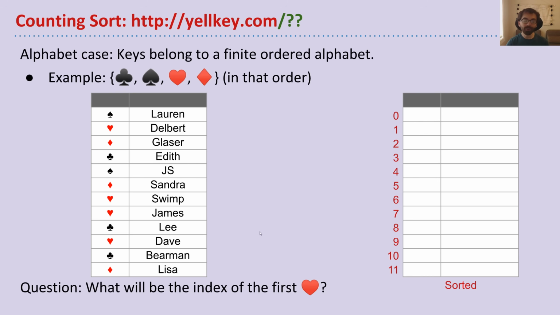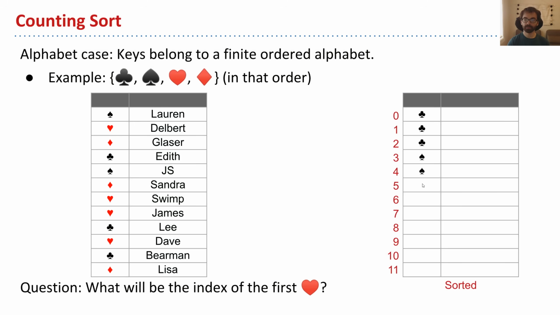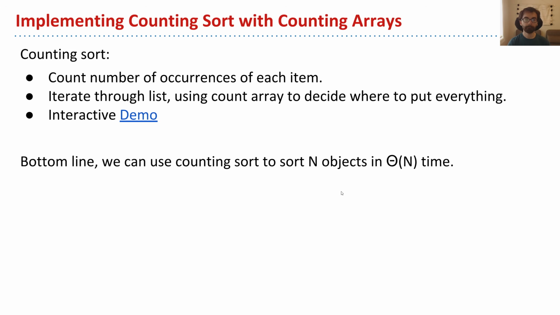So, to solve this problem, to know where the first heart goes, I'm going to observe that we have so many clubs, so many spades, and then heart will be next. So in particular, we have 1, 2, 3, 4, 5 total items, which are less than the first heart, and so the first heart will go in this position, position 5, and it will be ultimately Delbert who ends up in this position. So that's the key insight that allows us to generalize to non-unique, non-numerical keys.